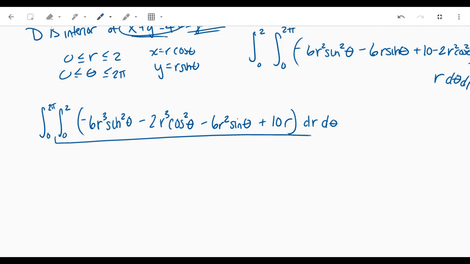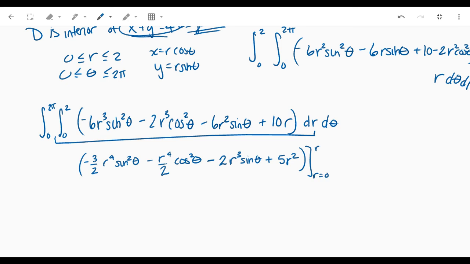When I do this piece, I'm going to have negative 6r to the 4th over 4, so negative 3 halves r to the 4th sine squared theta, minus 2r to the 4th over 4, so minus r to the 4th over 2 cosine squared theta, minus 6r cubed over 3, so minus 2r cubed sine theta, plus 10r squared over 5, or r squared over 2, so 5r squared. So from r equals 0 to r equals 2.